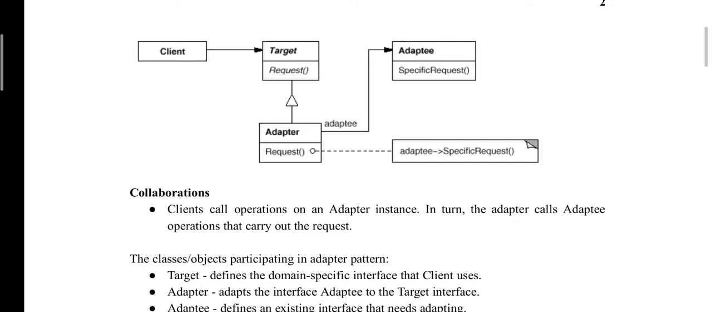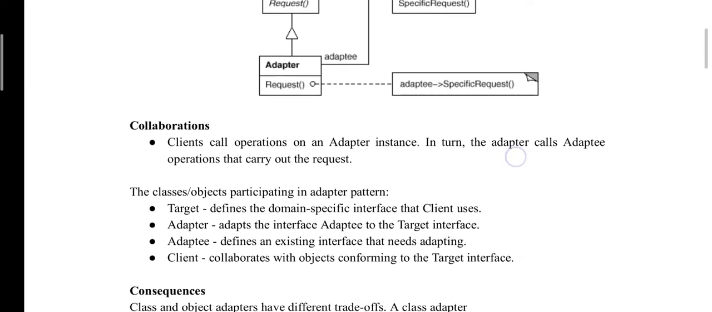What does the client do? It sends a request to the adapter class to make that class interface compatible with it. Whenever the adapter class receives that request, what does it do? It will forward that request to the adaptee class to carry out the actual operation, to actually make those classes compatible with the client. So the client class collaborates with the adapter class, whereas the adapter class collaborates with the adaptee class. In this way there is a collaboration.